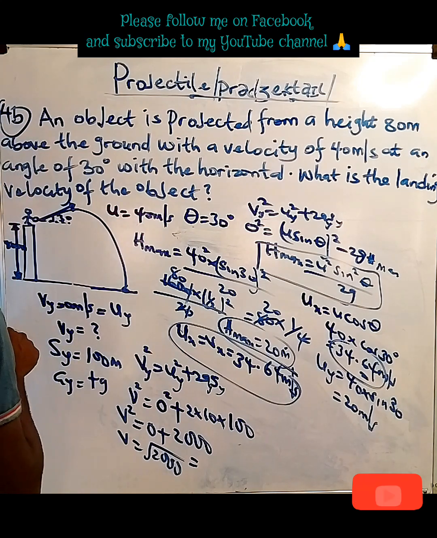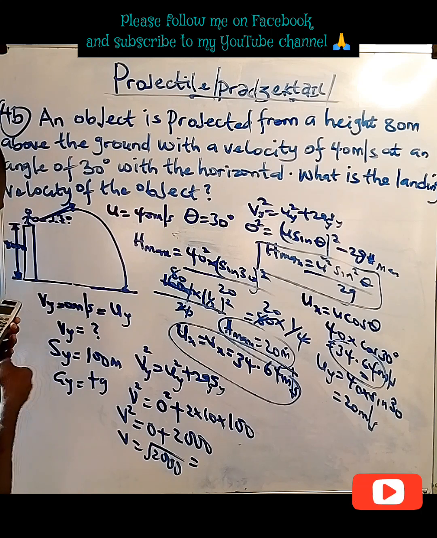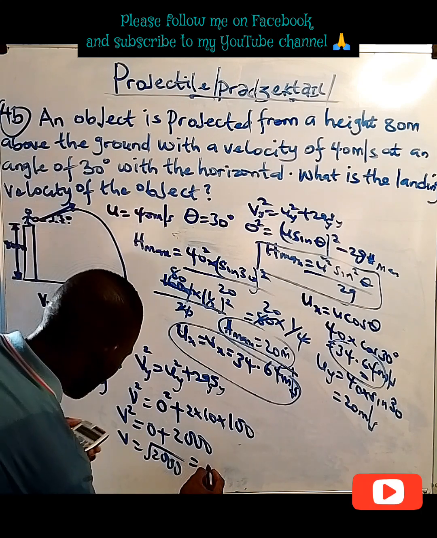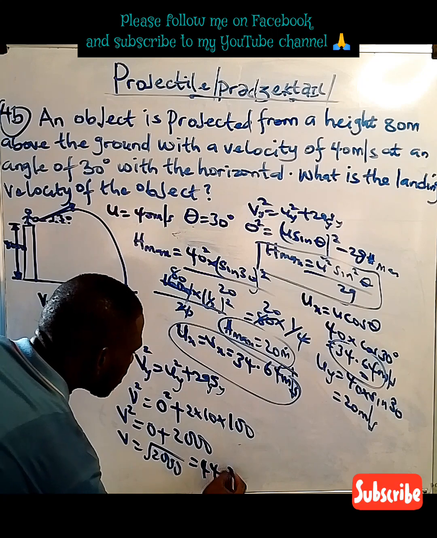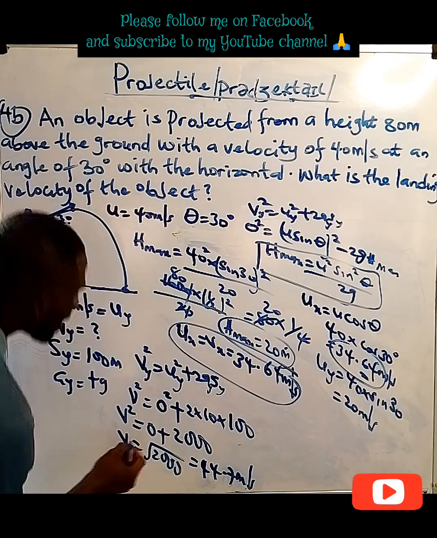Let's see what we have there. Square root of 2,000. That's 20 root 5, I mean. So that's 44.7 meters per second. There's the final velocity along the y-axis.